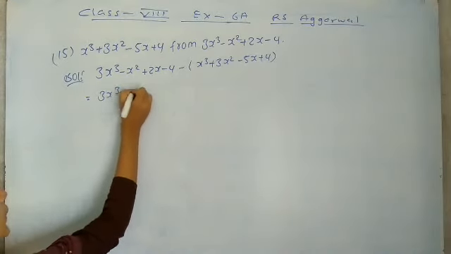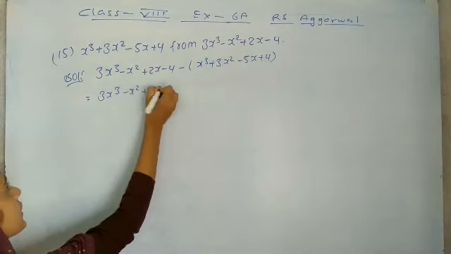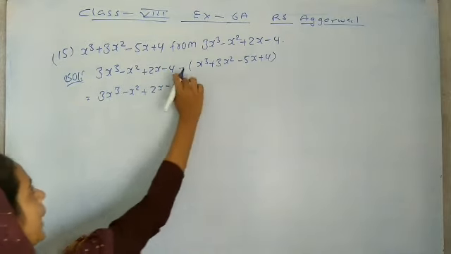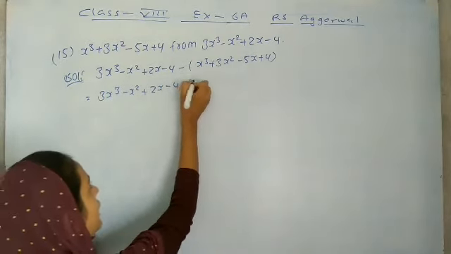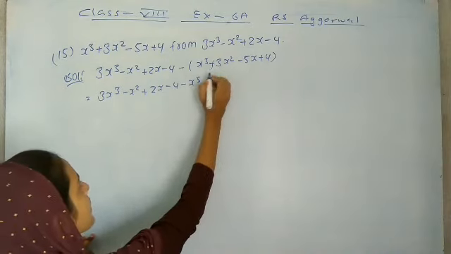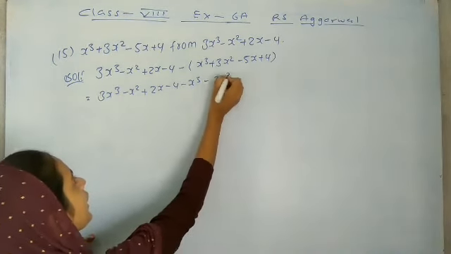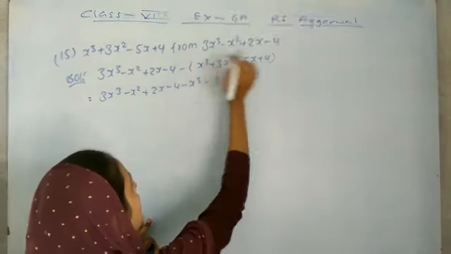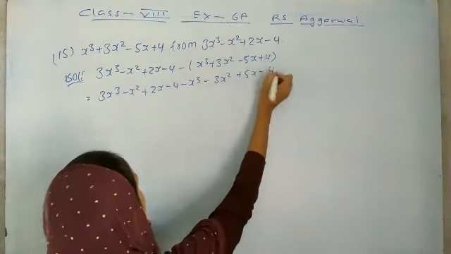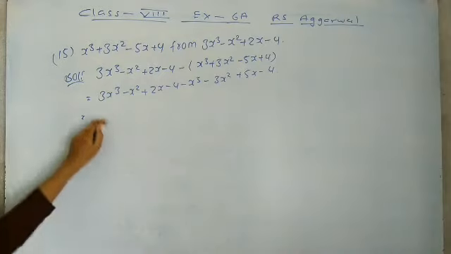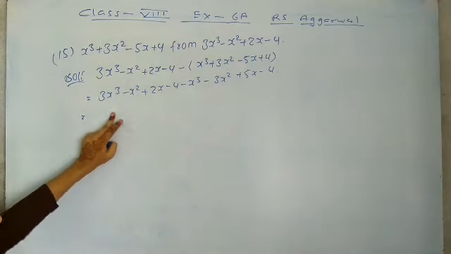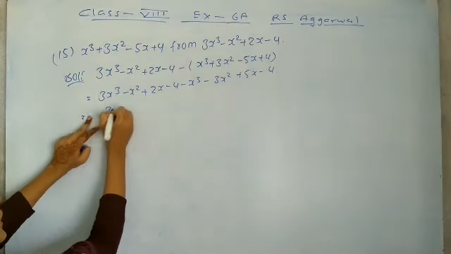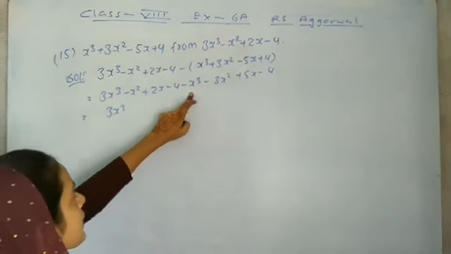3x cube minus x square plus 2x minus 4. Minus plus minus we know clearly, and minus plus minus 3x square. Here minus minus plus 5x, and here minus plus minus 4. Firstly we will write the like terms, meaning 3x cube. Here is 3x cube and here is also minus x cube.